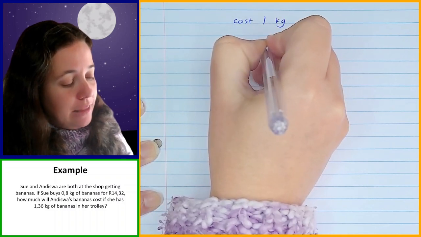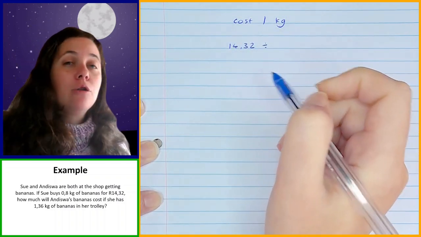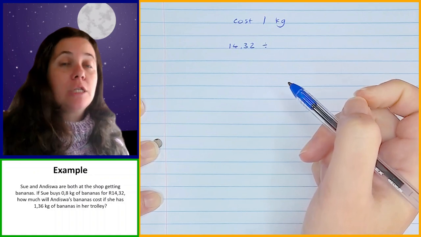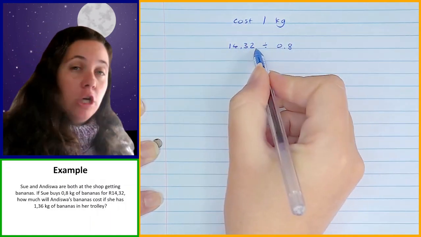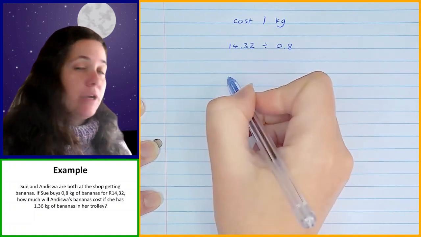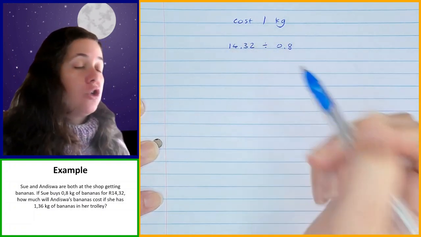And we're going to divide that by the weight of the bananas that Sue is buying, which is 0.8 kilograms. So it's the cost divided by the weight. Okay, so that's going to help us to work out the cost per kilogram.